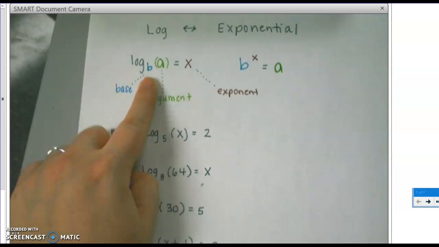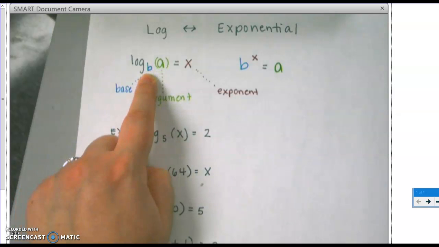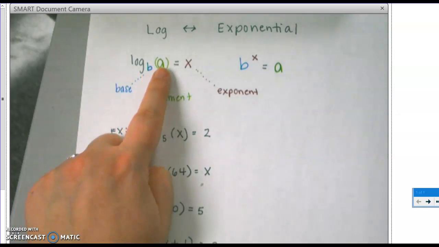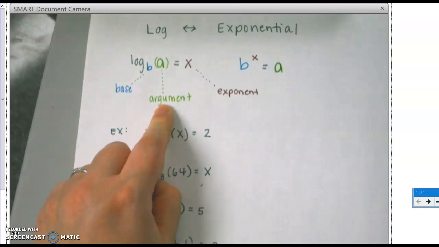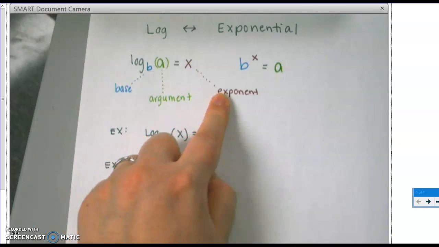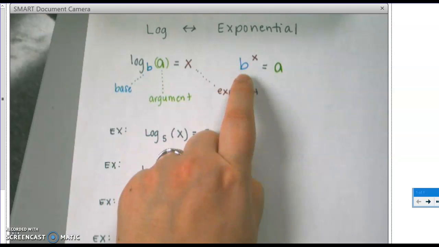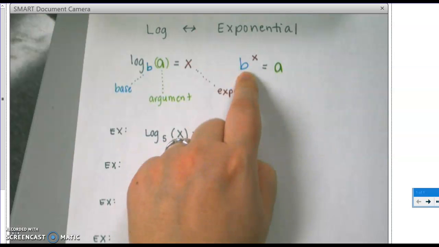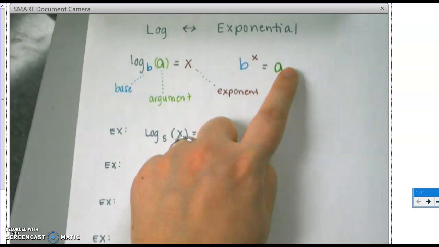So in a log equation, you have the base, the argument, which is the thing in the parentheses. Sometimes we don't have parentheses, but you can tell the base is visually smaller and the argument is larger. I put it in parentheses just so you can always tell what it is. But the answer to a log is the exponent of the exponential form. So the base of the log becomes the base of the exponential form. There's whatever the log is supposed to equal, and then the argument is the new answer.